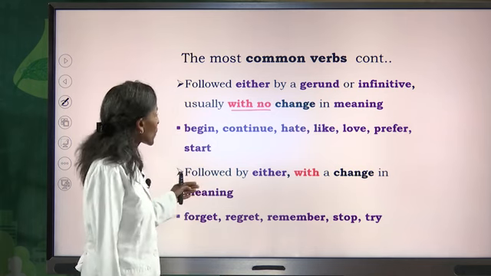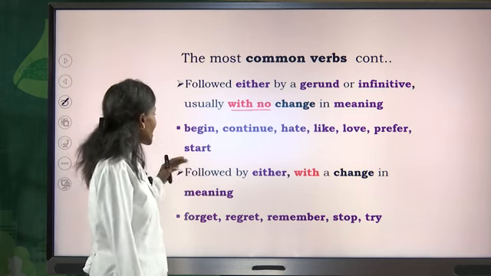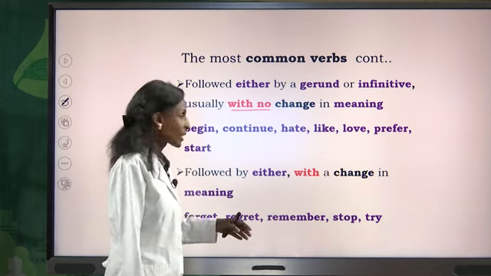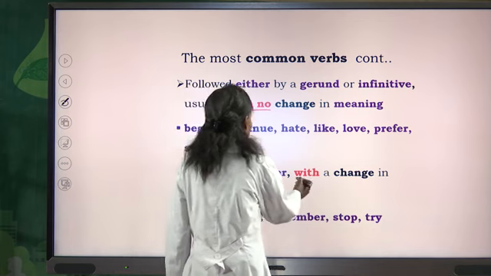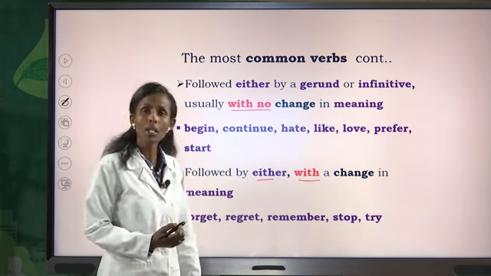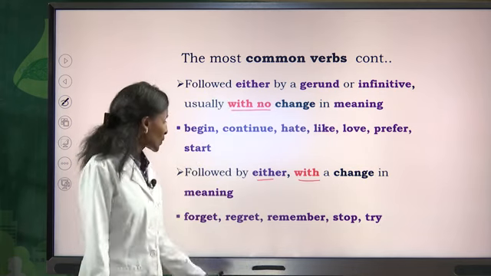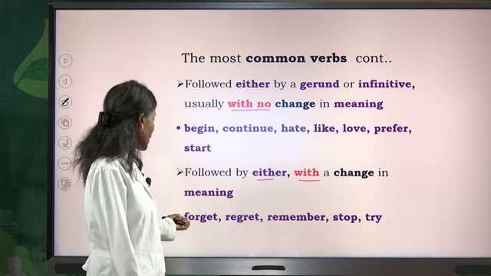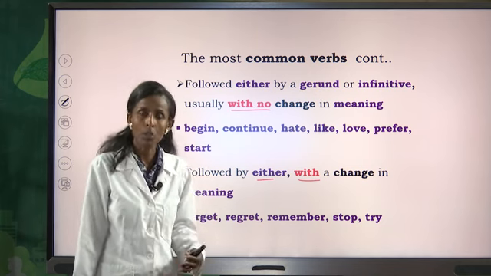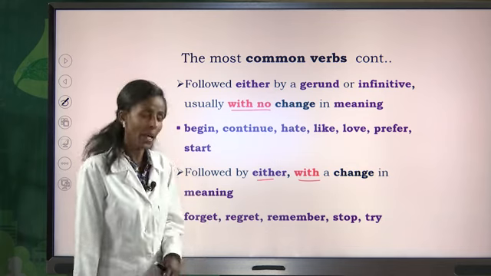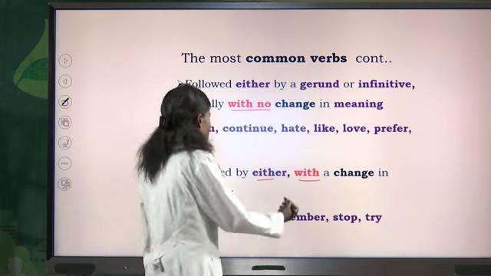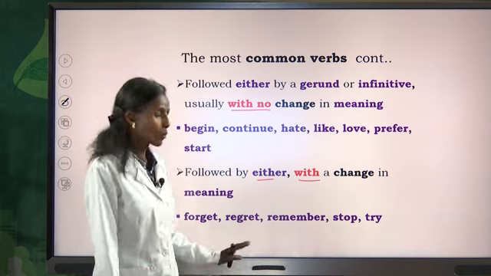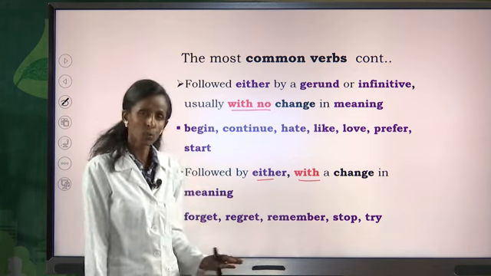The second group under this category, the second verb group, are what? They can be followed by either, but with a meaning change. These verbs are quite familiar to us, by the way. They are what? Forget, remember, stop, regret, try. These verbs are very well known because we quite often use them.